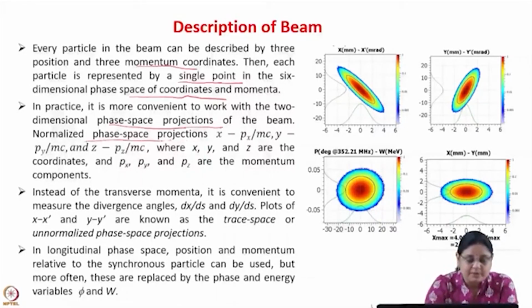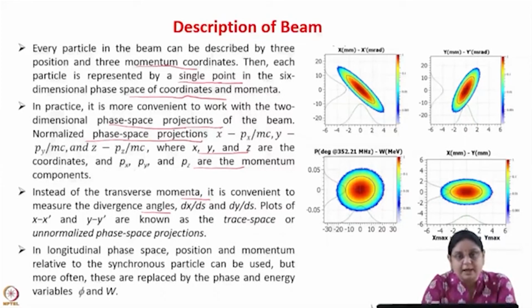So the normalized phase space projections are x and px by mc, y and py by mc, z and pz by mc. So x, y, z are the coordinates and px, py and pz are the momentum components. Now instead of transverse momenta, it is convenient to measure the divergence angle. So we have already seen in the previous lectures that it is convenient to work in trace space x and x prime rather than x and px. So we take the divergence angle dx by ds, which is the same thing as x prime, dy by ds, which is the same thing as y prime.